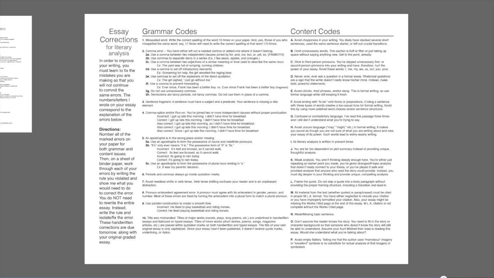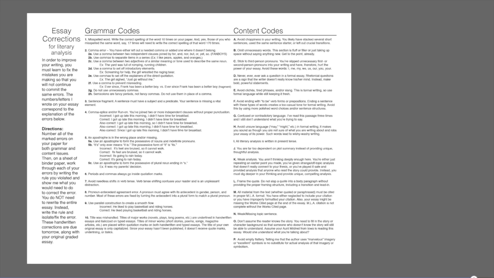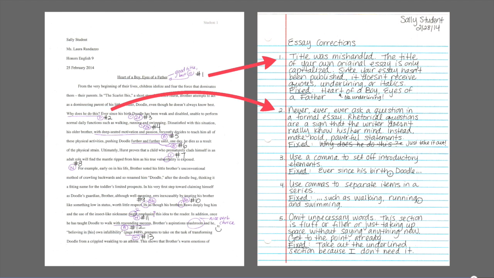All right, so once they've looked at the code sheet and they use that as their reference, then they're ready for the correction round, which looks like this. They get out a sheet of binder paper and they're going to handwrite the rule and then make the fix. So number 1, it was a good title, but they underlined it, which you wouldn't do in a work that hasn't been published. So Sally writes the rule, and then she makes the fix. Number 2, it's write the rule, and then the fix is just omitting the rhetorical question.